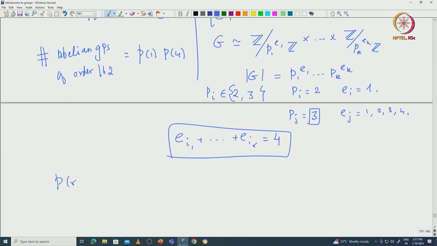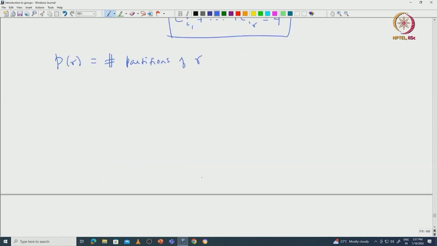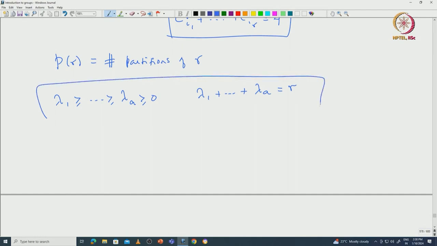So let's denote by p(r) the number of partitions of r. What is the meaning of a partition of r? It's a tuple, a sequence of numbers, let's call it lambda 1, etc., lambda a, which are in decreasing order, in such a way that lambda 1 plus etc. plus lambda a must be exactly r. So the tuple lambda 1, etc., lambda a is called a partition of r if it satisfies these two properties.